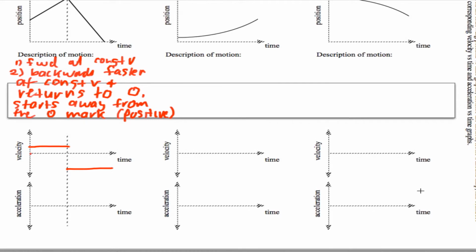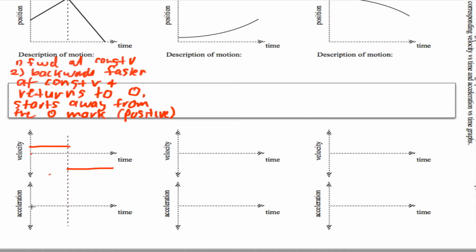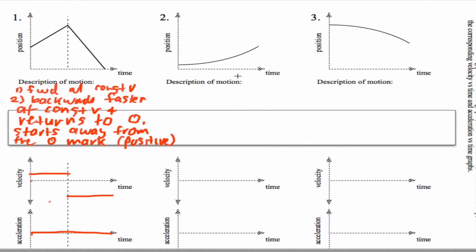The last thing is, since it's moving at constant velocity, that means it has absolutely no acceleration. So I would just draw a flat line right here for the acceleration. Now for number 2, let's go ahead and describe the motion. So it starts, you must always talk about where it starts. It starts away from 0 with a positive distance, and because it's above the origin, it starts away from 0, positive, and it starts from, I would actually say, rest.